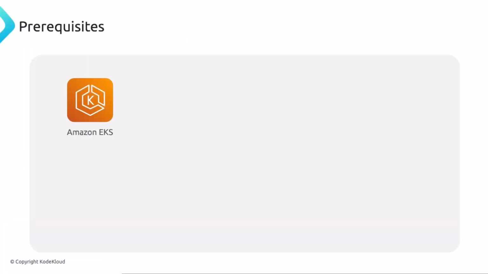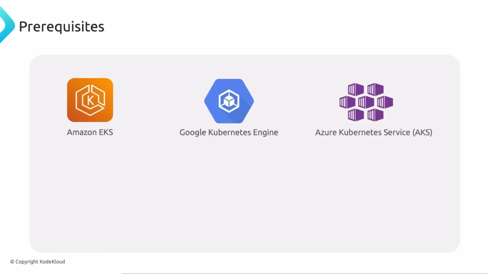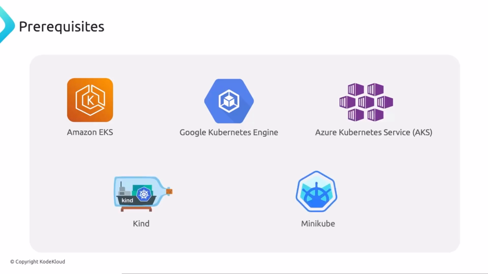In order to install Istio, you need a running Kubernetes cluster. You can use Amazon EKS, Google's GKE, or even Azure's AKS. If you want a local environment, you can use either Kind or Minikube, but you do need a running Kubernetes cluster. There are two options when it comes to installing Istio.